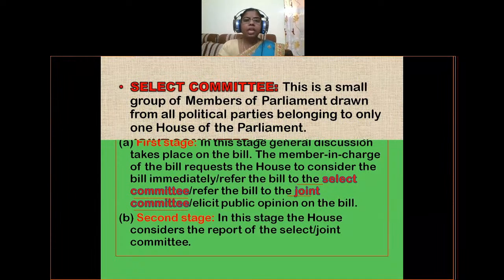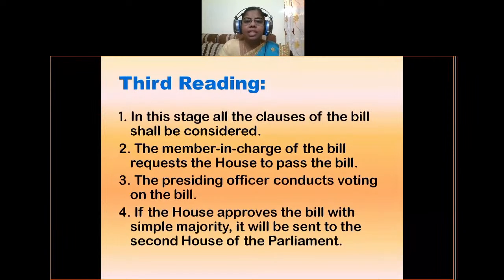Okay, so let us move to the third reading. In this stage, all the clauses of the bill shall be considered. In the first reading, only the introduction of the bill and the main points will be discussed. In the third reading, all the clauses of the bill shall be considered. That means the bill will be discussed in detail.